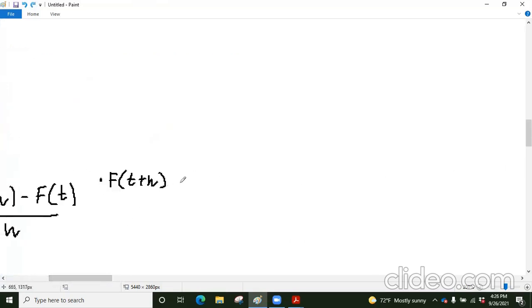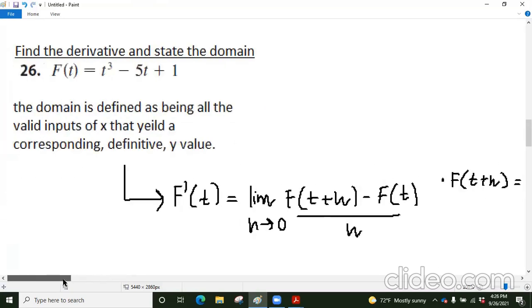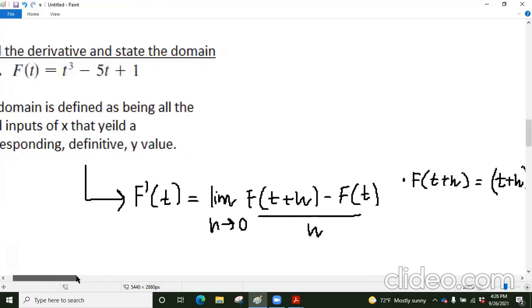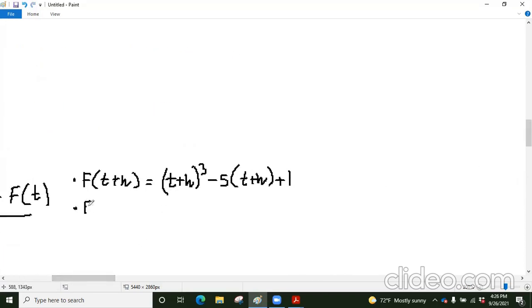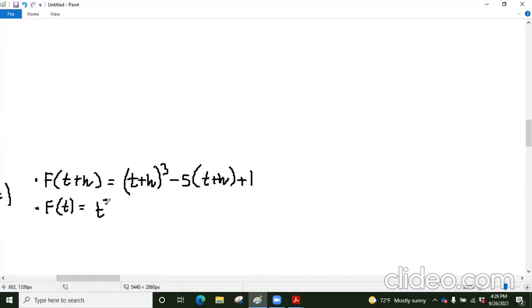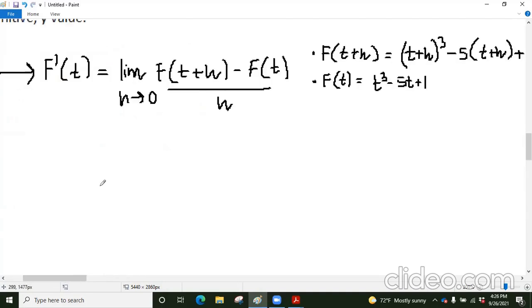So f of t plus h is going to be t plus h cubed minus 5 times t plus h, plus 1, right? And then we already know what f of t is. F of t is just what we were given in the question. So f of t is just t cubed minus 5t plus 1. And then at that point, it's just a matter of plugging into this formula.